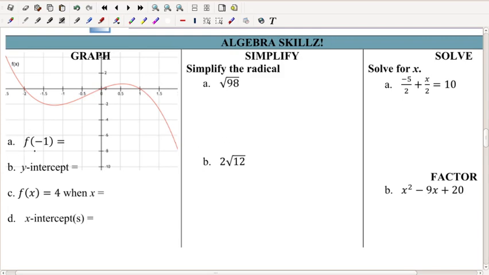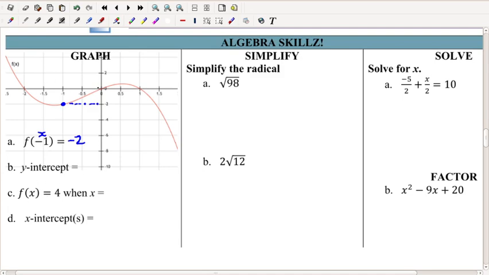Alright, so this first one, f of negative 1, this means what is my y value? What is my output when my input, my x value, is negative 1? So I come to my graph, I find a value of negative 1 for x. I read down, that's this point right here. And my y value, reading back, tells me it is negative 2. So again, this question is asking, what is my y value when my x value is negative 1? Or what is my output when my input is negative 1?